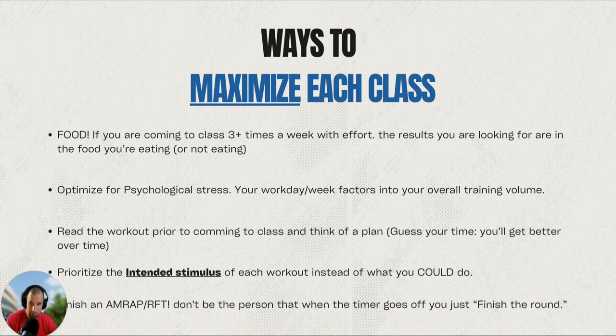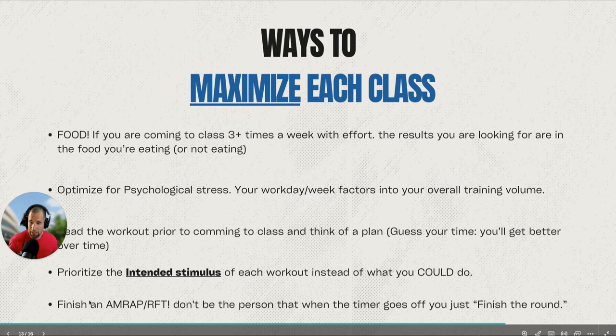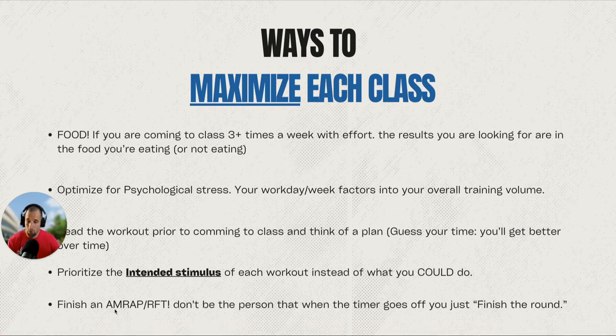prioritize the intended stimulus of each workout instead of what you could do. I know you can do bar muscle ups, but if it's 30 chest to bar and you want to scale up to 30 bar muscle ups and it's going to take you 20 minutes just to do those, you're missing the whole intended stimulus. So the question is always, how can I scale this up while maintaining the intended stimulus? And then also with that is finishing an AMRAP or rounds for time.